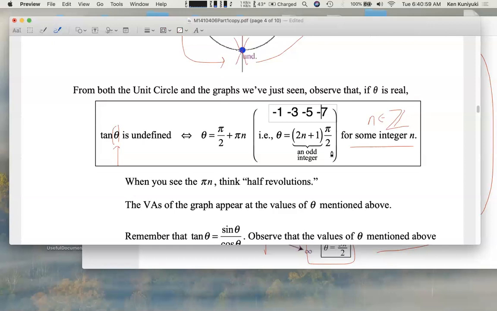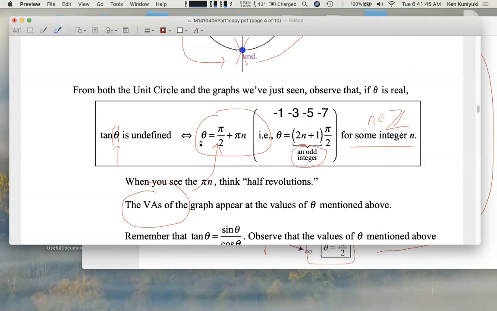Don't worry about this, but you could factor out pi over 2, and you get 2n plus 1 all times pi over 2. In chapter 9, we're going to see that 2n plus 1 represents odd integers if n sweeps out over the integers. So we have a problem when theta is an odd integer multiple of pi over 2. For example, 1 pi over 2, 3 pi over 2, and so forth. Also, negative 1 pi over 2, negative 3 pi over 2, and so forth. In any case, these are the equations for the VAs, the vertical asymptotes of y equals tangent of theta.